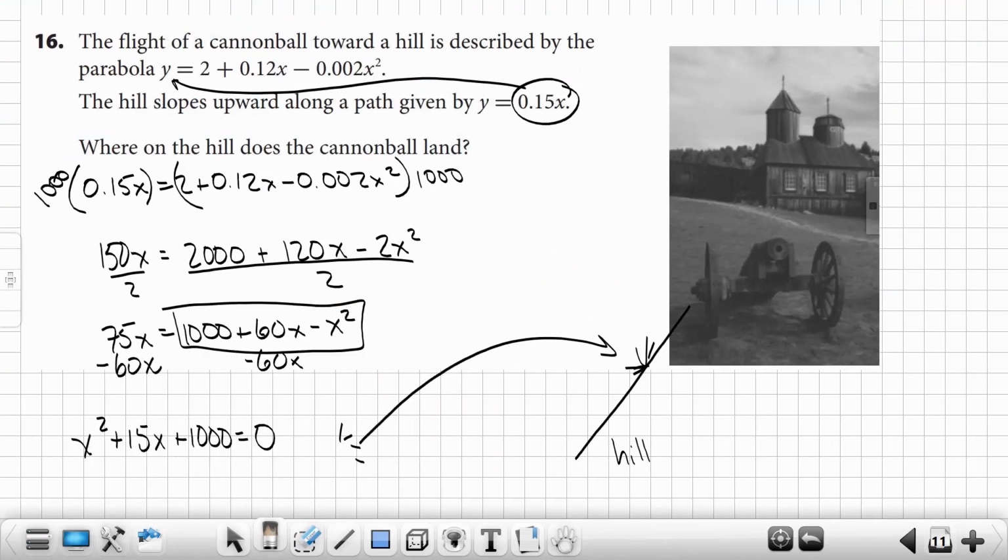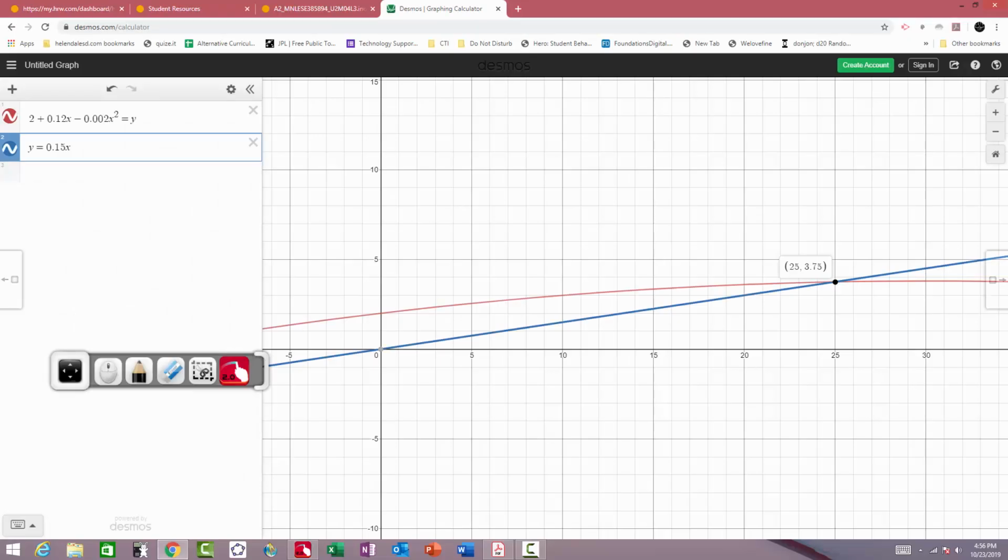Where on the hill does the cannonball land? So, that's what we're looking at. It landed at 3.75. So, this point right here was 25, 3.75. This is the flight of a cannonball along a path. So, the output is saying where does it land? It doesn't say what the units are here. Overall, I'm not too happy with this question. But the ball lands at 25, 3.75. I'm not sure what they mean by where on the hill does it land.